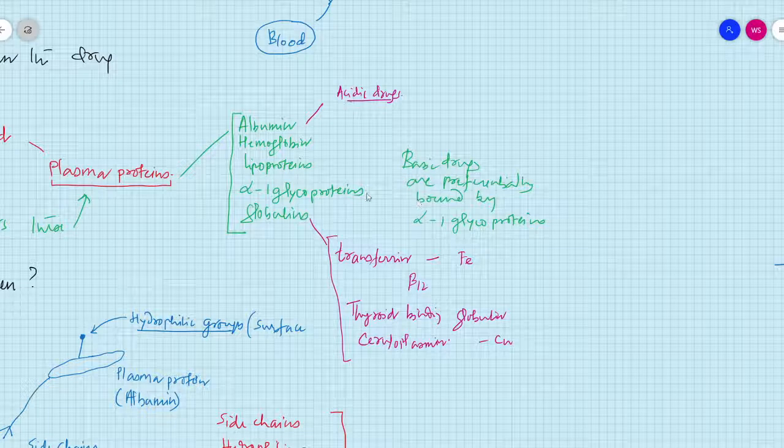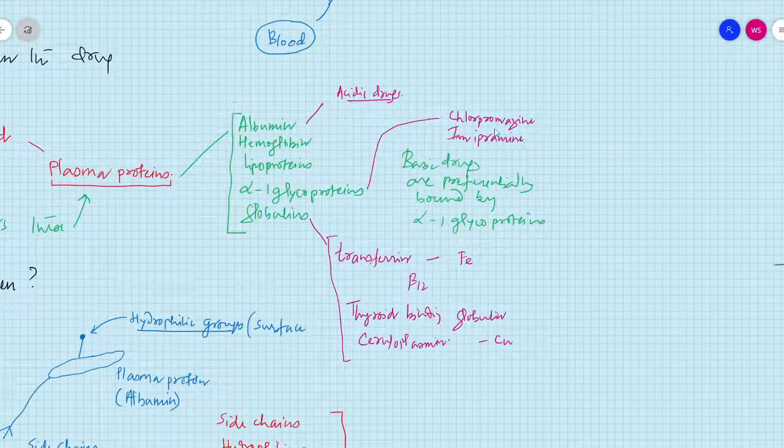So those could be examples of globulins. Now, alpha-1 glycoproteins, let's look at them. They bind basic drugs. And do we have examples? We do have: chlorpromazine and imipramine. Those could be examples of drugs which bind to alpha-1 glycoproteins. Once more we need to remember that binding to albumin is non-specific, meaning structurally non-specific drugs bind.